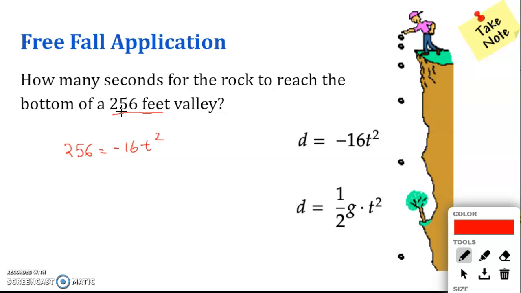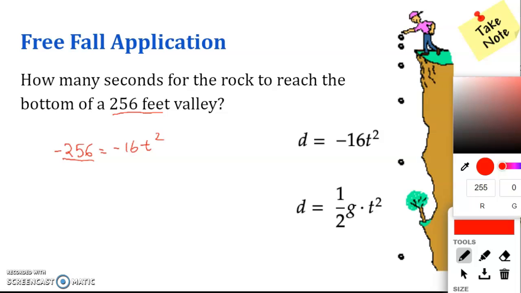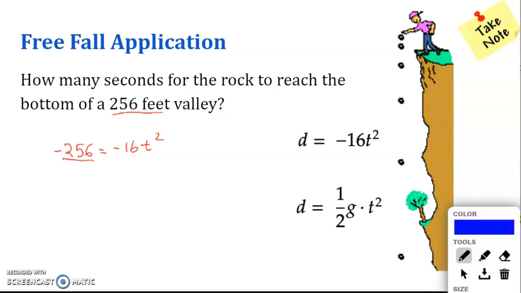So what do we do now? We need to divide both sides by negative 16 first. In fact, this is actually negative 256 because we're talking about the distance going down. So we are dividing both sides by negative 16, and that cancels out.